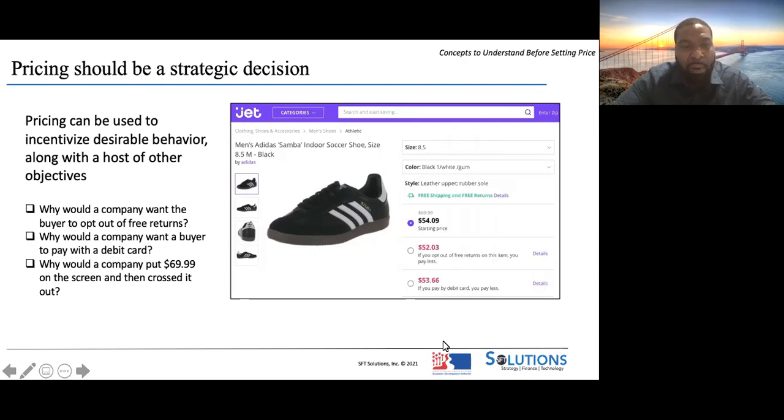And you can understand why that's important to the retailer, right? Free returns might be free to the customer, but of course that comes at a cost to the business. The business has to pay for shipping back and forth, right? Same way, using a debit card, the fees are cheaper than if the customer were to use a credit card. So there's different ways that you can price your good to incentivize customers to do one thing or another.